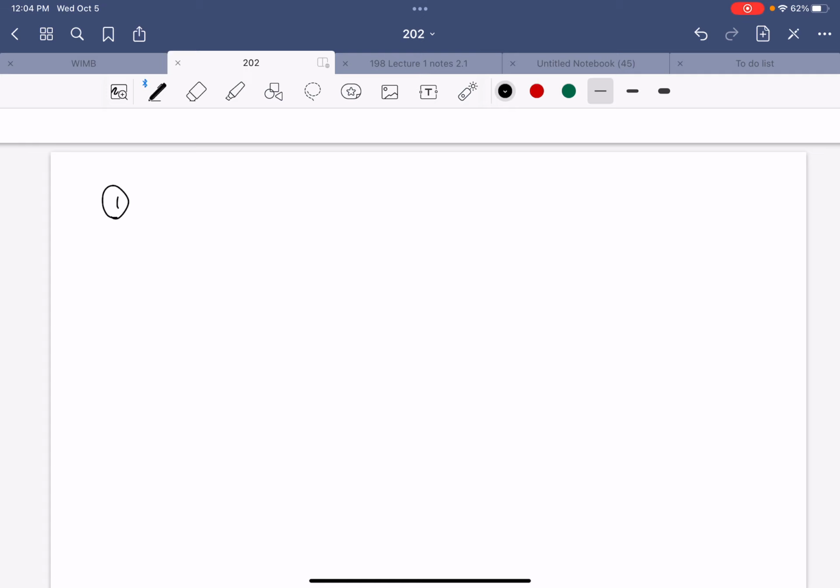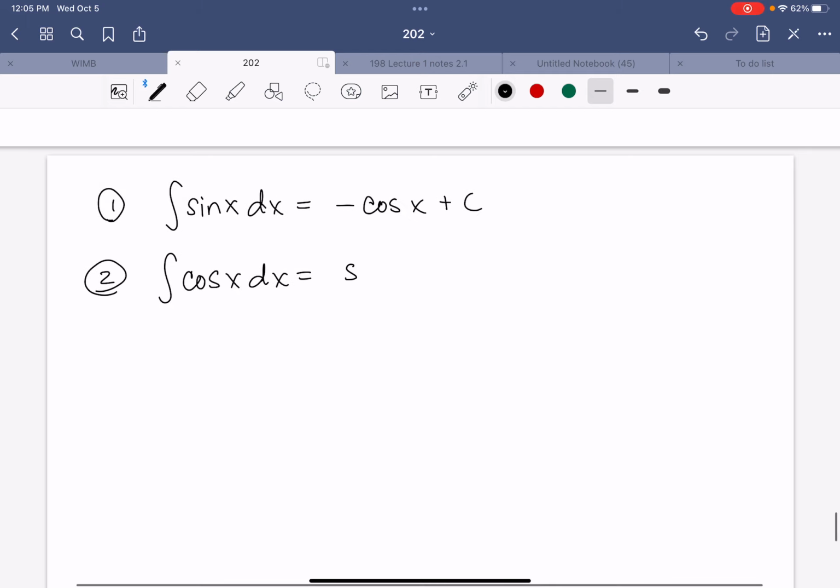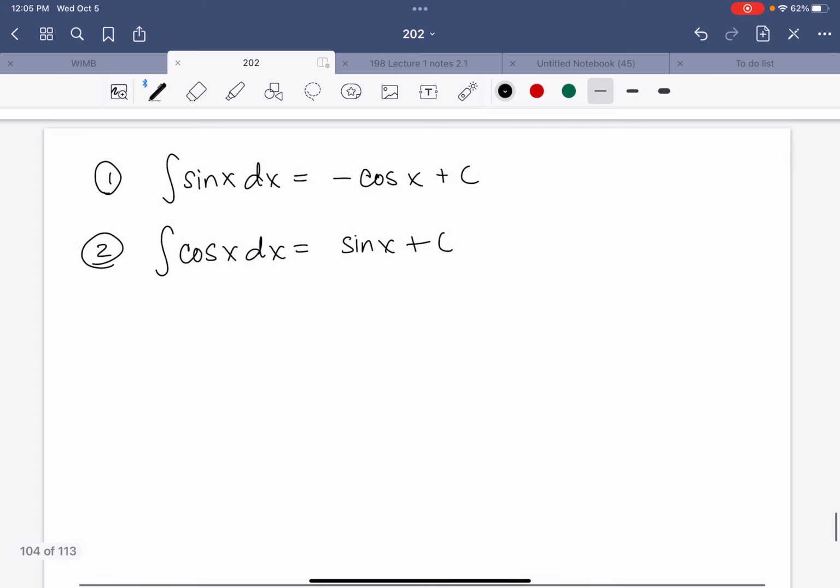So number 1 would be the integral of sine x dx, which we know the antiderivative of sine is negative cosine x plus a constant. Totally fine. Integral for cosine is similar. Antiderivative of cosine is just positive sine x. So those two are fine. Okay. Next two, let's talk about tangent and cotangent.